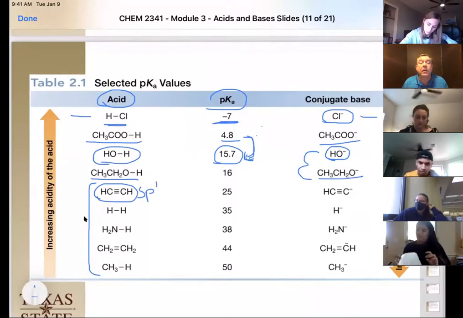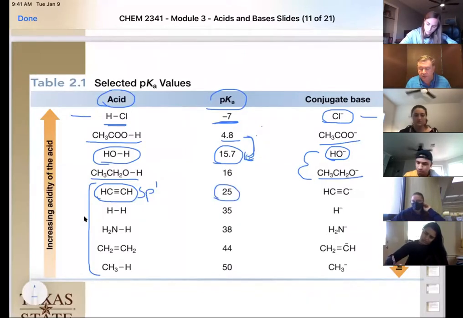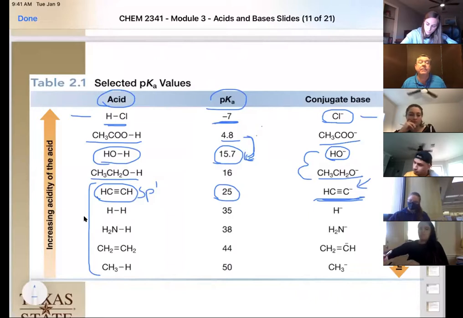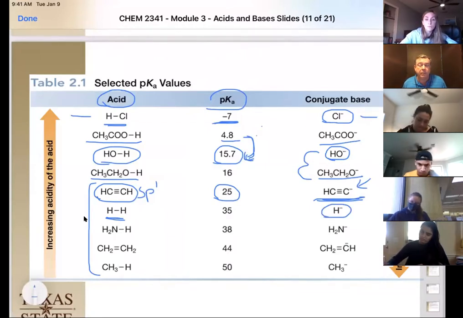sp1 hybridized carbons are the most acidic. The hydrogen is most acidic on those carbons, and we have a pKa of 25, which gives us a strong base, because it's stronger than hydroxide, of that acetylene ion, acetylide, right here. So that's our sp1 hybridized carbon that has a very acidic proton. In just hydrogen by itself, if we're pulling it off as a proton, that's going to leave a hydrogen with a negative charge on it. That's a pretty darn strong base. And we know that because our pKa is higher than that of the acetylene.